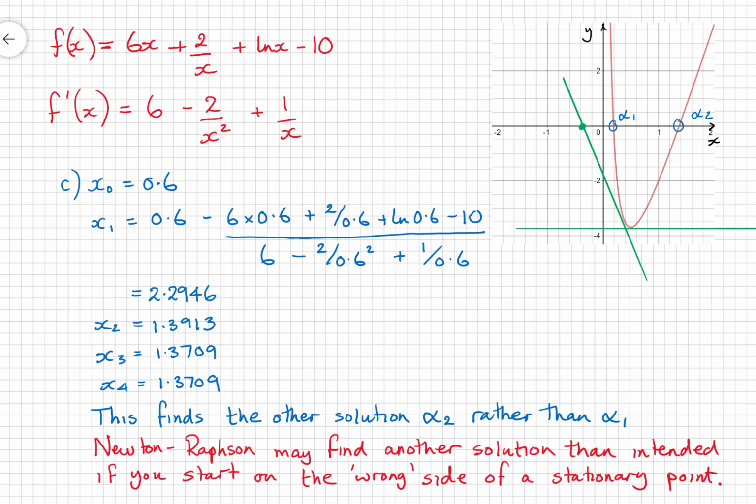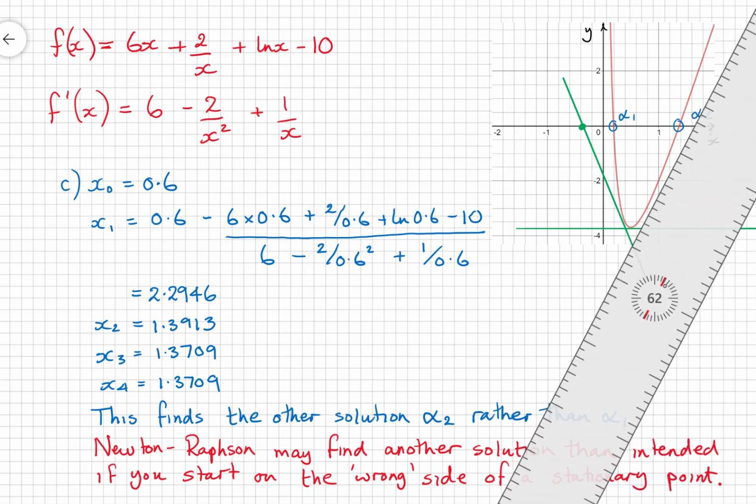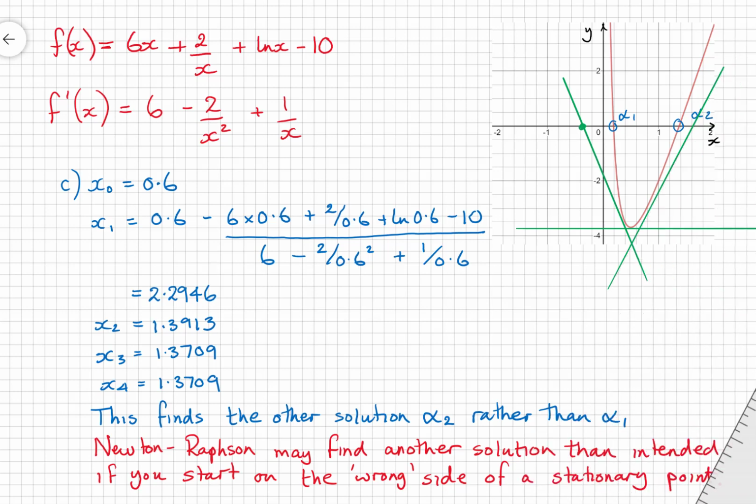And so we can say that Newton-Raphson may find another solution than intended if you start on the wrong side of a stationary point. In this case, the tangent to the curve goes in the other direction. That gives us a new starting value, and the tangent to that point goes down towards alpha 2. And that's what we've experienced as the numbers unfolded in the repeated iterations.